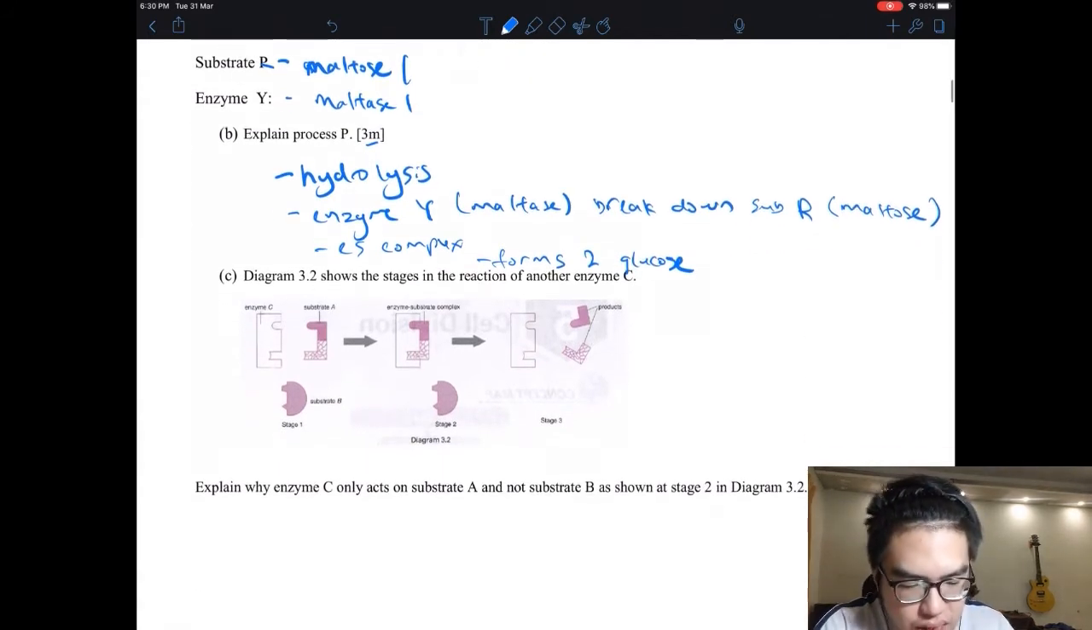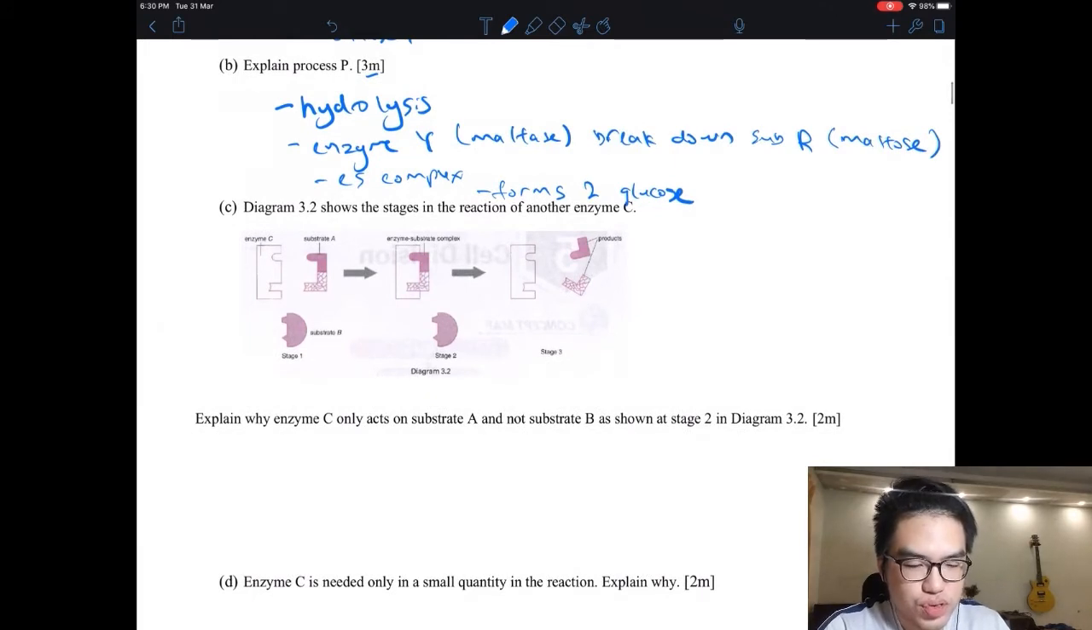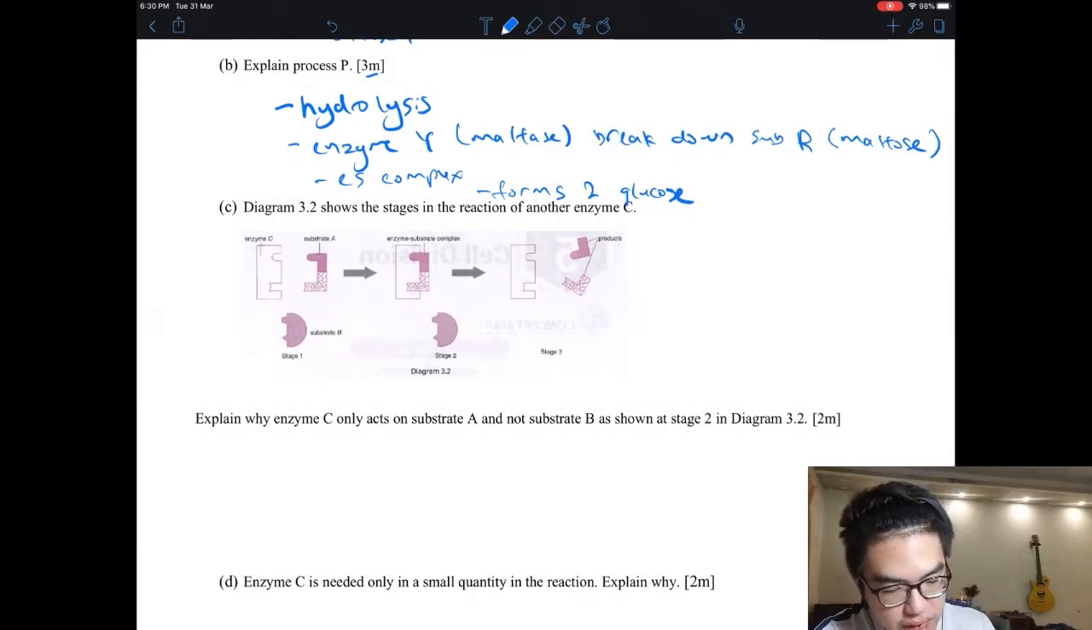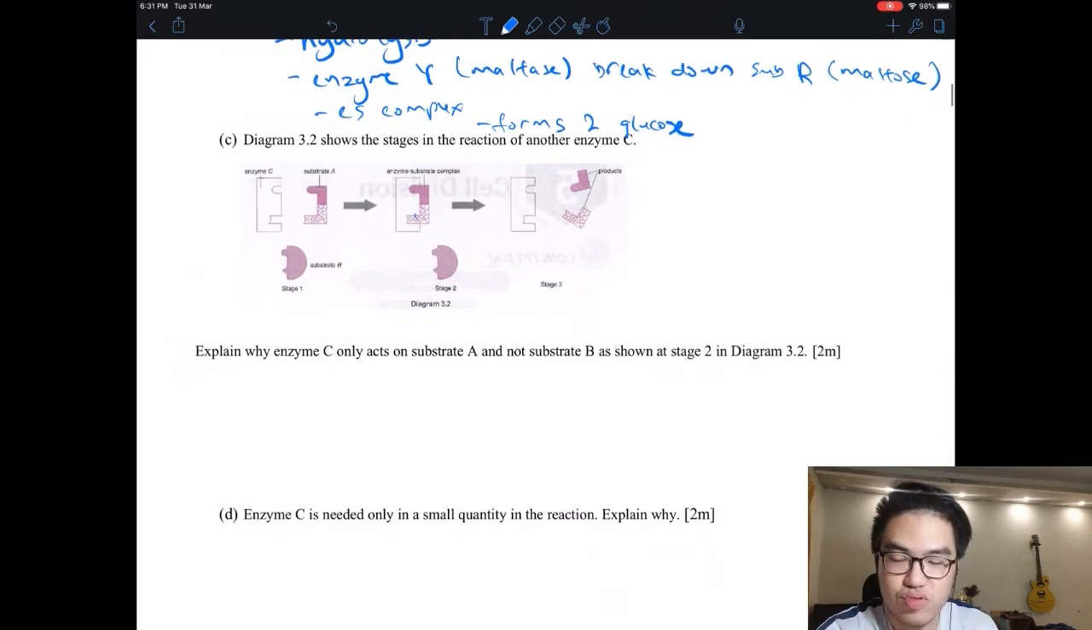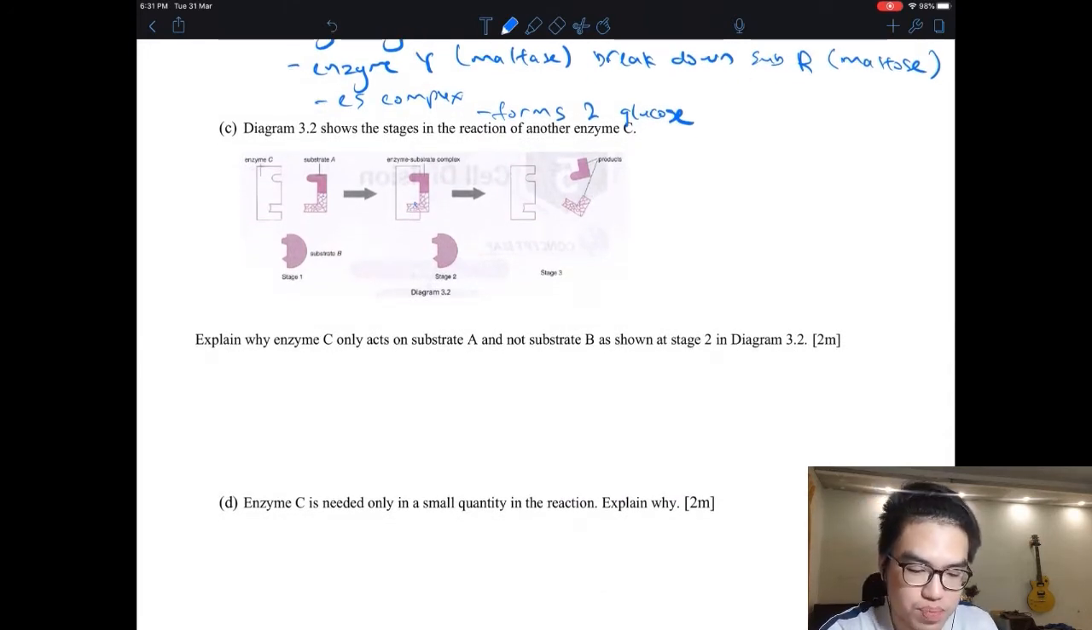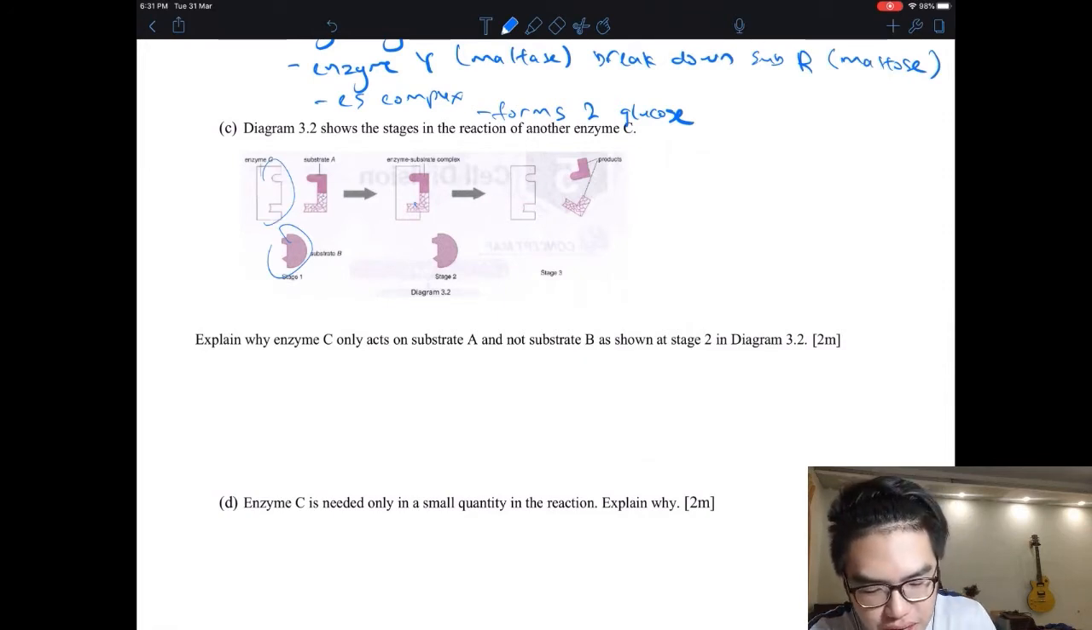C. Diagram 3.2 shows the stages in the reaction of another enzyme C. So I have another enzyme C, substrate A, enzyme substrate complex, product. There's another substrate B there. Explain why C only acts on A but not substrate B. Very good question. Because the shape doesn't fit. Can you write it this way? A better way to write it, you can say enzyme C complements.